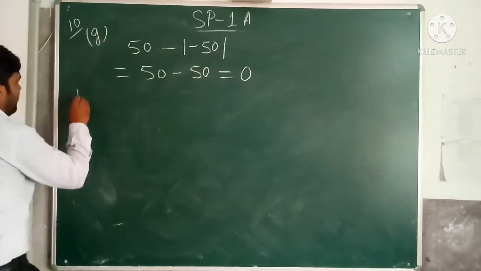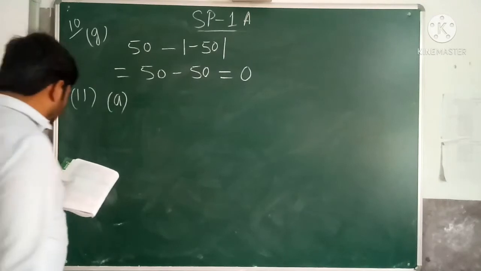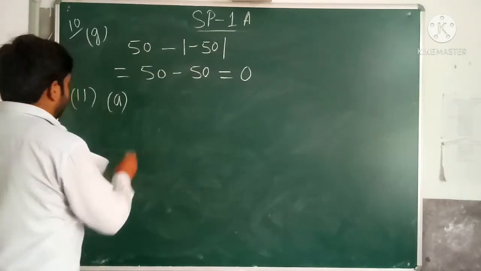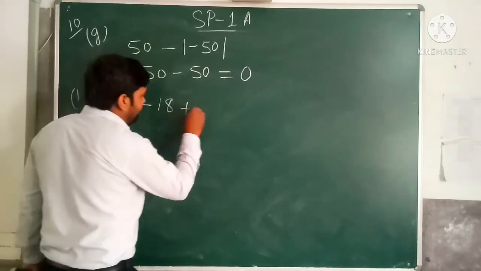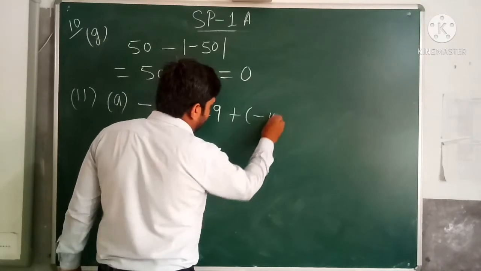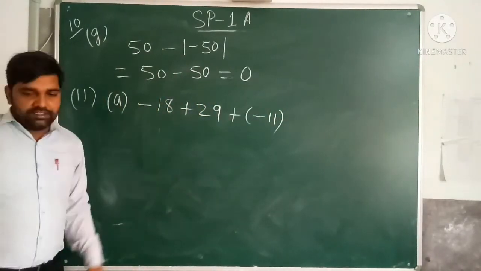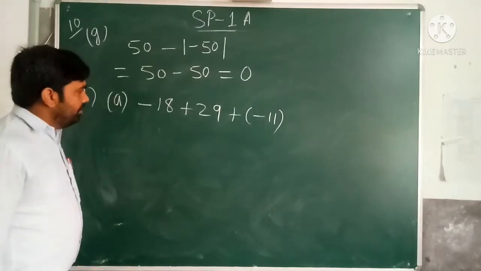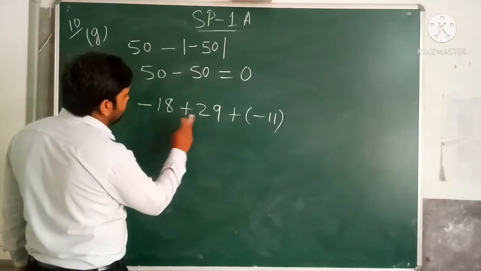Now see question number 11. Find its sum. We are going to find the sum. The question is minus 18 plus 29 plus minus 11. See, in this question, what we have to do is find its sum. So see how we do it. First you can add these two numbers.